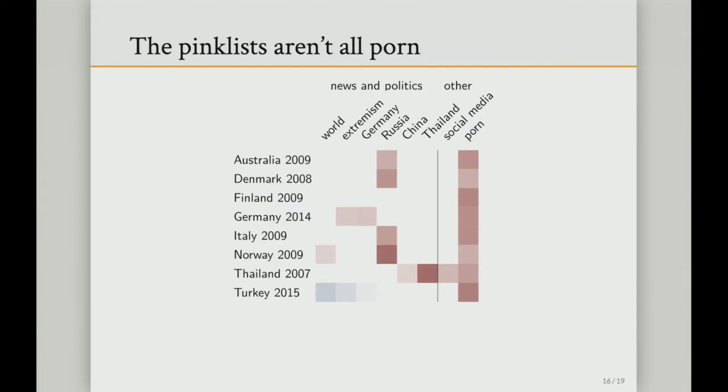Similarly, the classifier finds Thai and Chinese political sites and social media in the 2007 Thai pink list. And those are consistently critical of the Thai royal family. And in both cases, this is not news, but the great thing is I didn't have to wade through all the porn to find it.